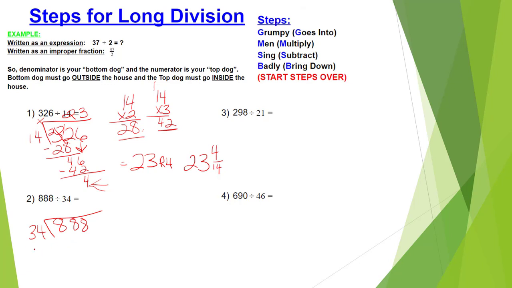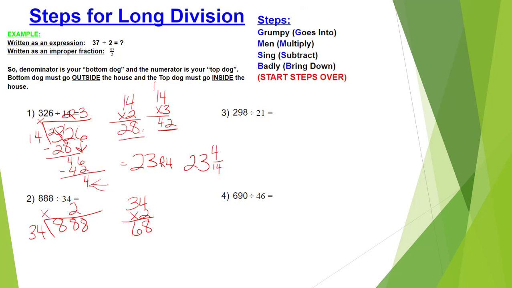Steps, goes into. Can 34 go into 8? Well, no, because 8 is smaller than 34. Can 34 go into 88? Yes. How many times? Well, 34 times 1 would be 34, so that's too small. So let's try 2. 34 times 2 over here. 2 times 4 is 8. 2 times 3 is 6. So if I did another group of 34s and did 3 groups, that would be too big. So it goes into 88 2 times.